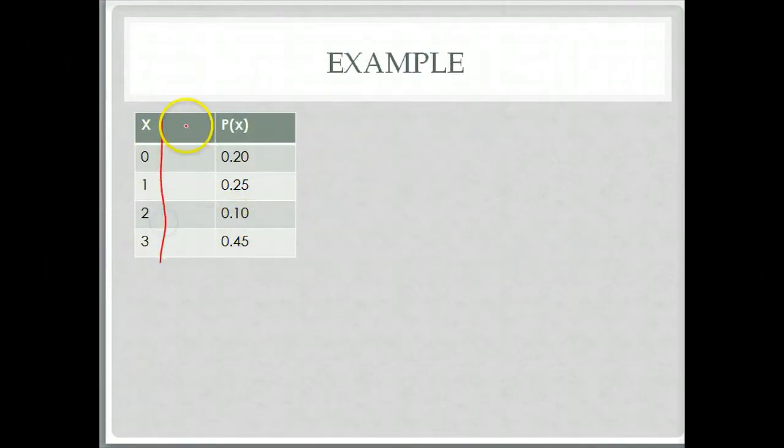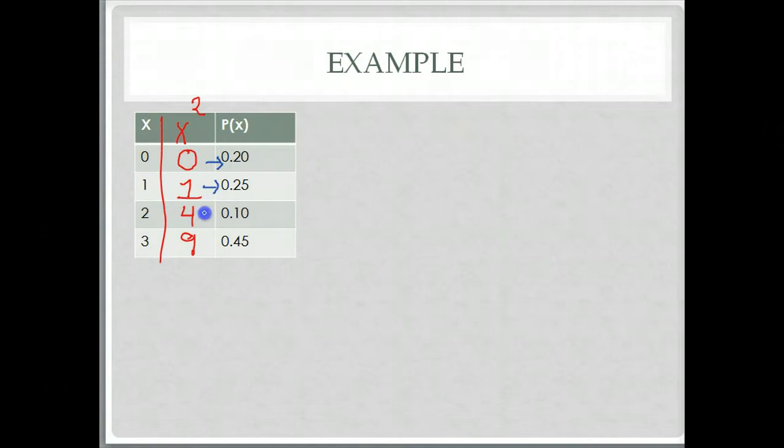The first thing I'm going to do is create a little column in between here, which is x squared, or the x value times itself. 0 times 0 is 0. 1 times 1 is 1. 2 times 2 is 4. And 3 times 3 is 9. This is the event squared, or x squared.